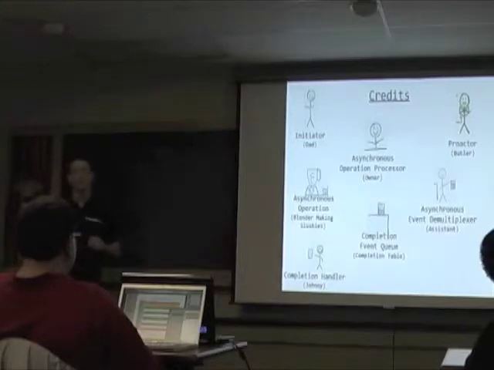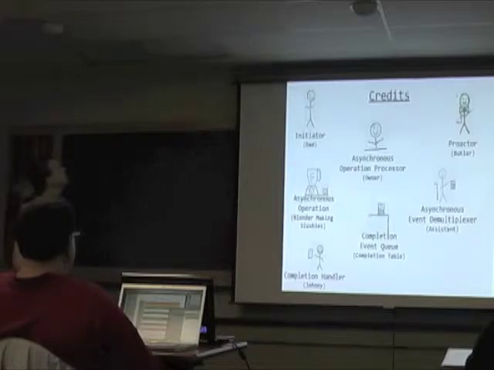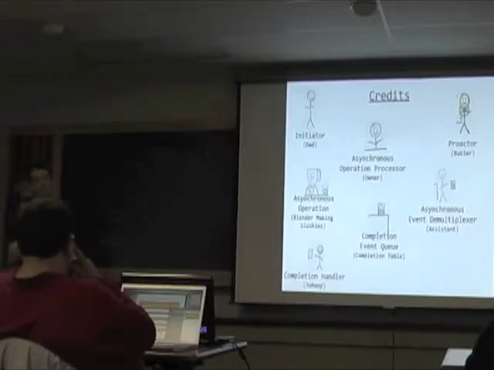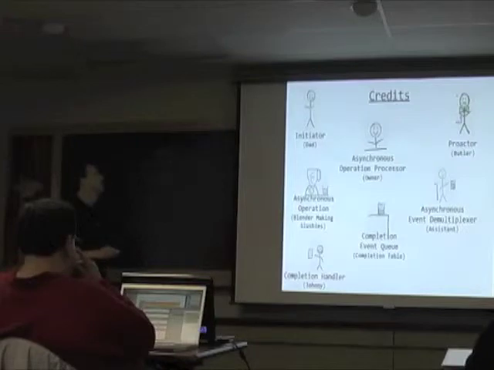Sadly, the proactor model is not as creative, and they use very boring names. So Dad is called the initiator. The butler is kind of the proactor. I've taken some liberty here, and I'll tell you what that is in a moment. The asynchronous operation processor is the owner.